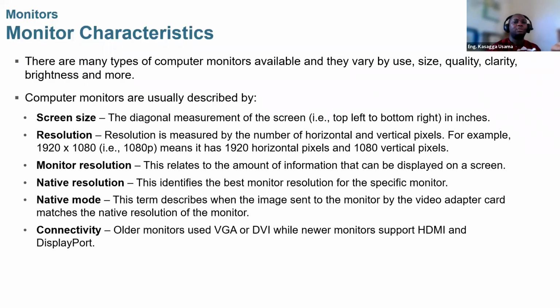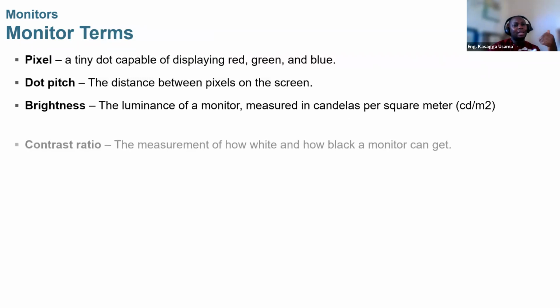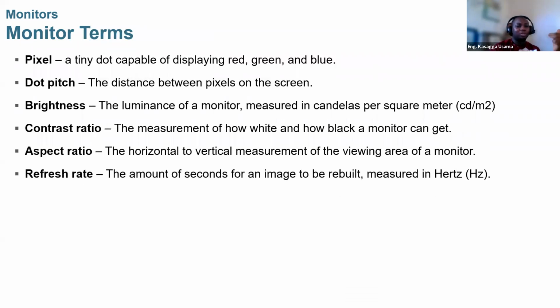Then let us talk briefly about the concept of different monitors. If you are going to buy a monitor for somebody, what are you supposed to consider? Computer monitors are usually described by the screen size, the resolution, monitor resolution, native mode, connectivity. These are the things that we consider if you are going to buy any type of monitor for somebody. Its resolution, its size.